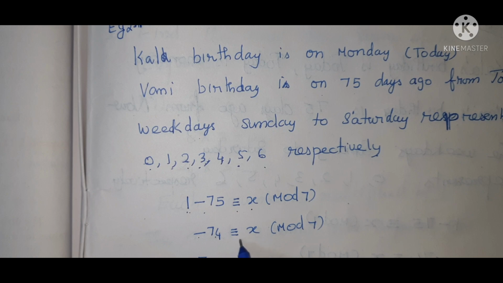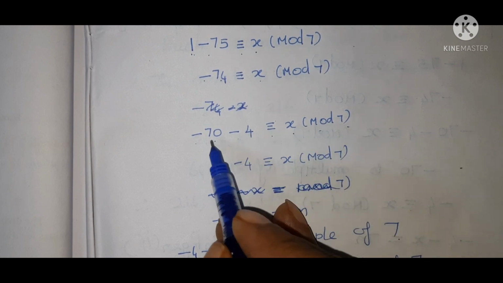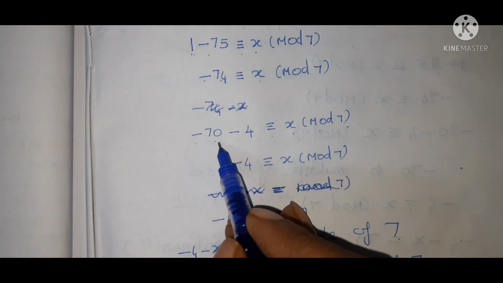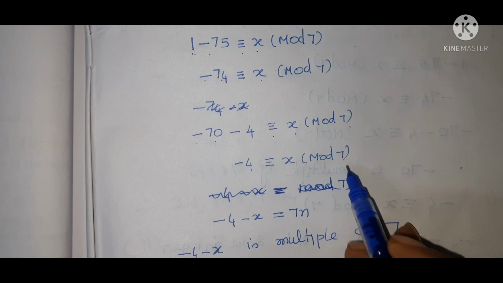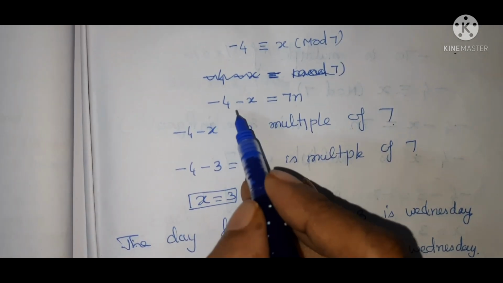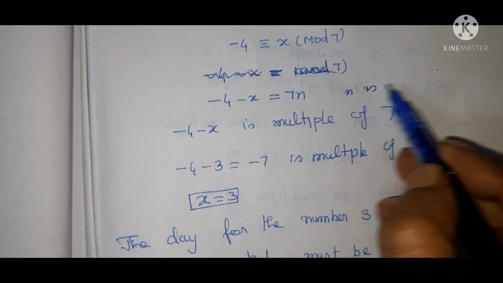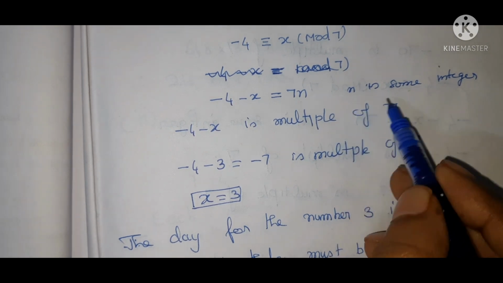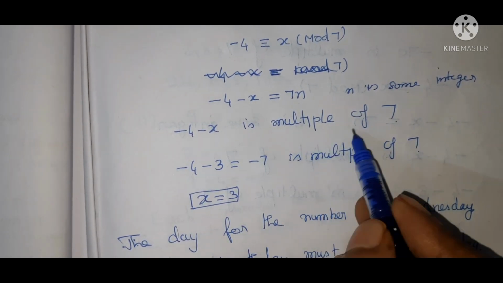Minus 74 congruent to x mod 7. Minus 70 minus 4 congruent to x mod 7. 70 is a multiple of 7, so it is divisible by 7. We take only minus 4. Minus 4 congruent to x mod 7. It can be written as minus 4 minus x is equal to 7n, where n is some integer. Minus 4 minus x is a multiple of 7.